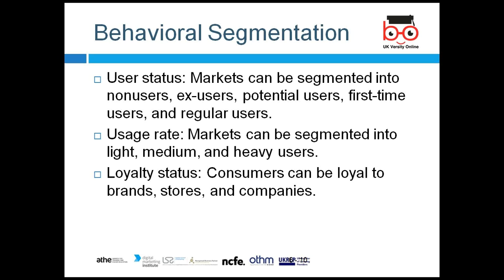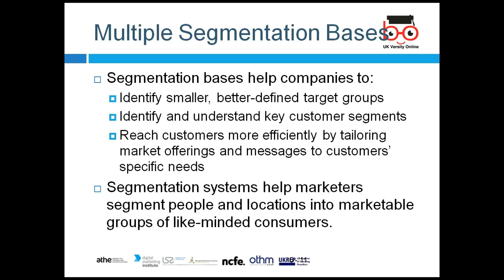Usage rate: how often they use, high user, low user, medium user. Loyalty status: whether people are moving from one product to another product. So we need to make sure how many alternative or substitute products are available in the market.